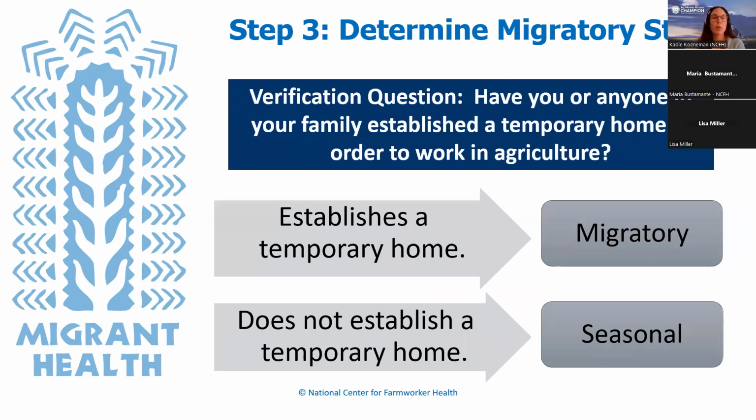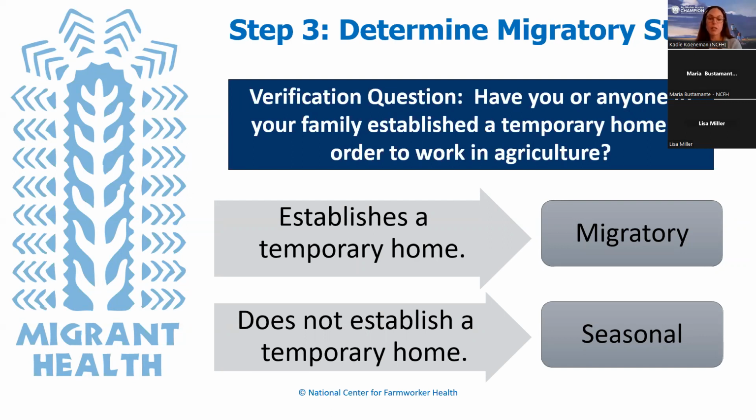Then we need to determine whether the patient is a migratory or seasonal agricultural worker. So step 3, the verification question would be, have you or anyone in your family established a temporary home in order to work in agriculture? It's important to remember that the distance that a person travels to do agricultural work is not important. What is important is if the person has to establish a temporary home in order to do their work in agriculture. Housing determines the status, not the distance.